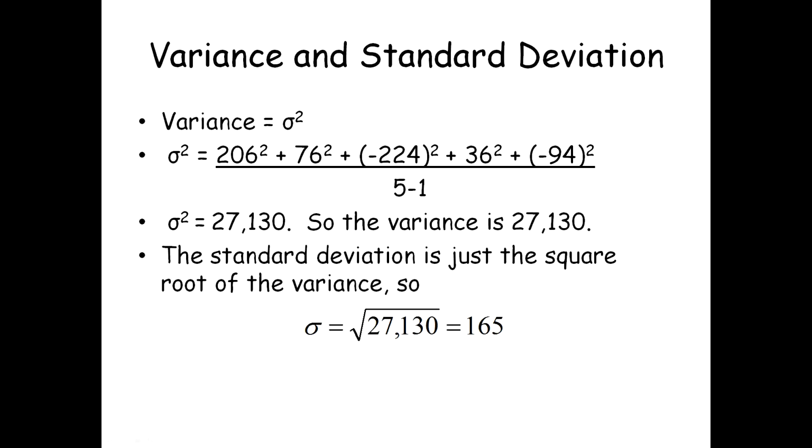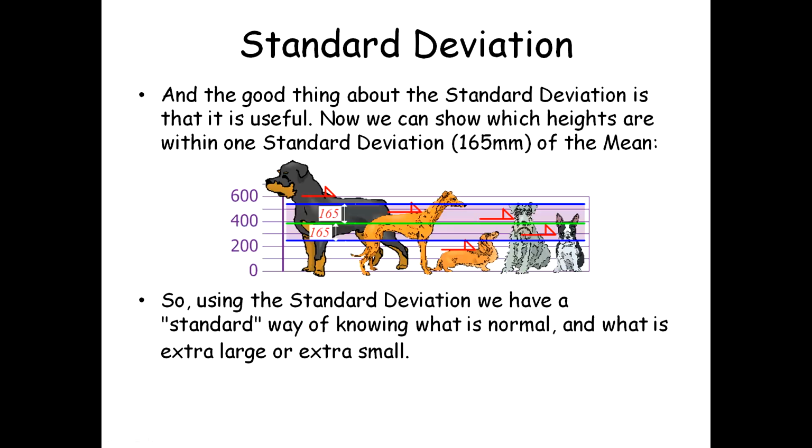And the square root of the variance is the standard deviation. So we can plot this on the chart with our dogs, and we can show by the blue line which heights are within one standard deviation of the mean. Now, this is useful because this allows us a standard way of knowing what's normal, what's extra large, or extra small.